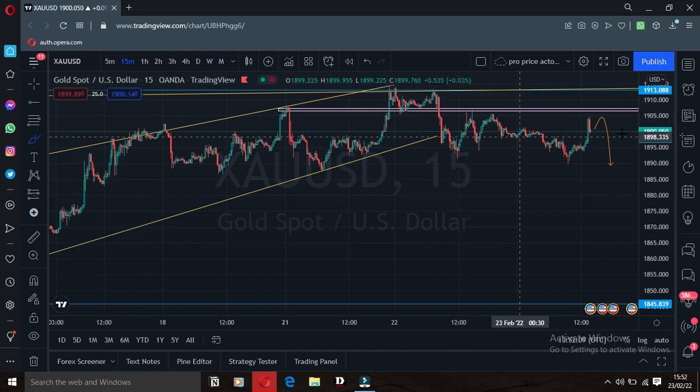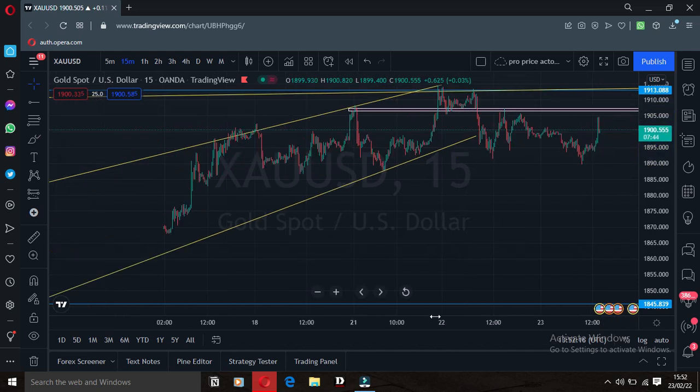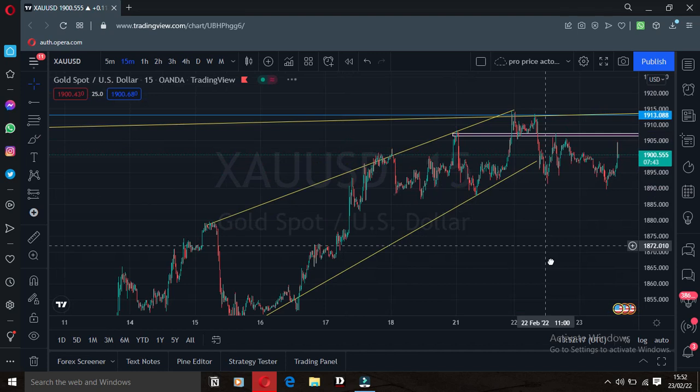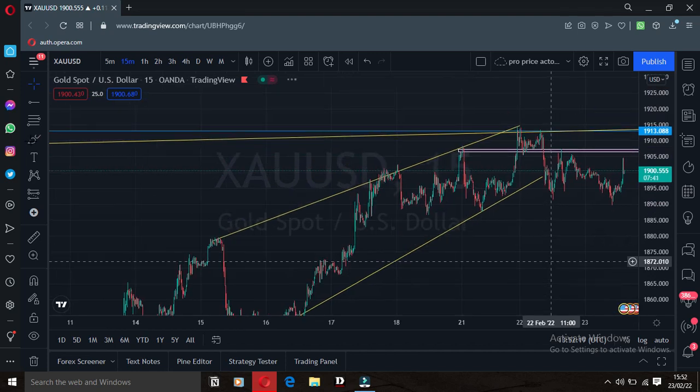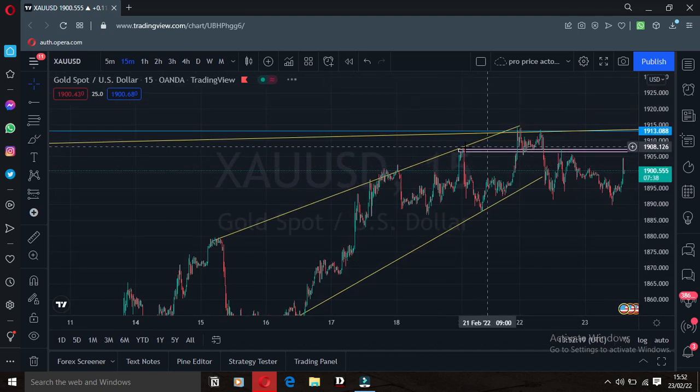You can see now that we have our head and shoulders structure inside the rising wedge over there. Let me show you the head and shoulders. You can see now that we have our head over our left shoulder over here.